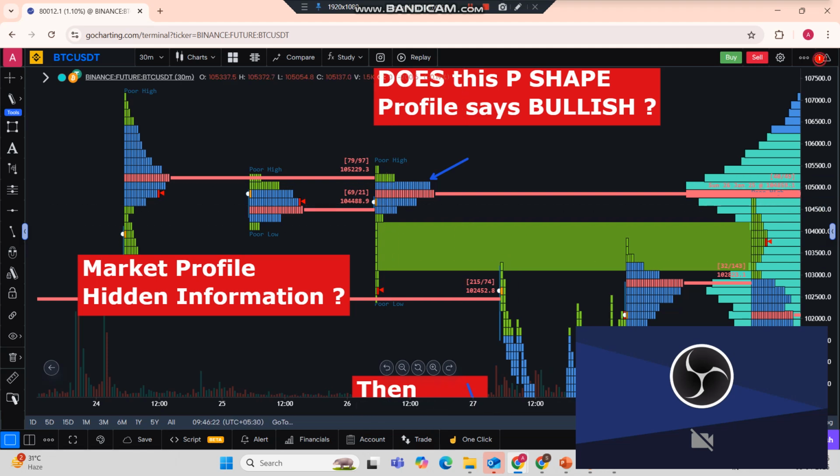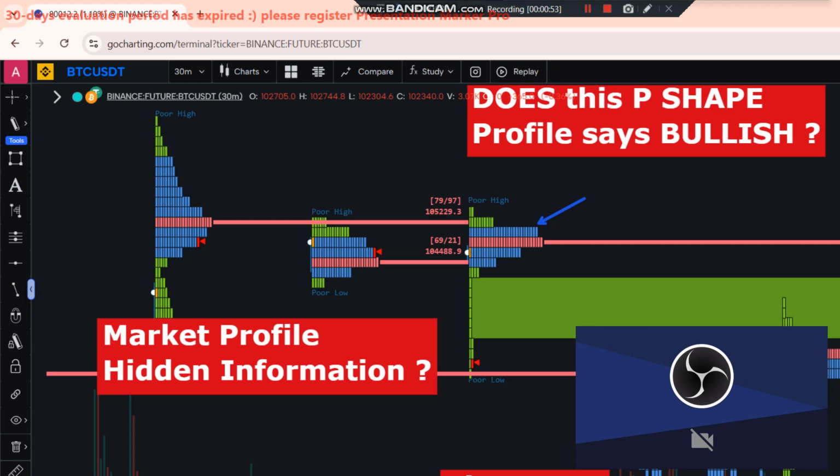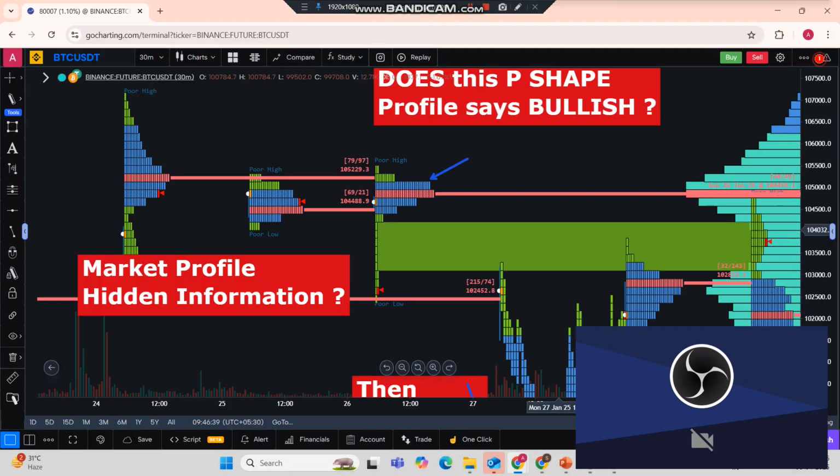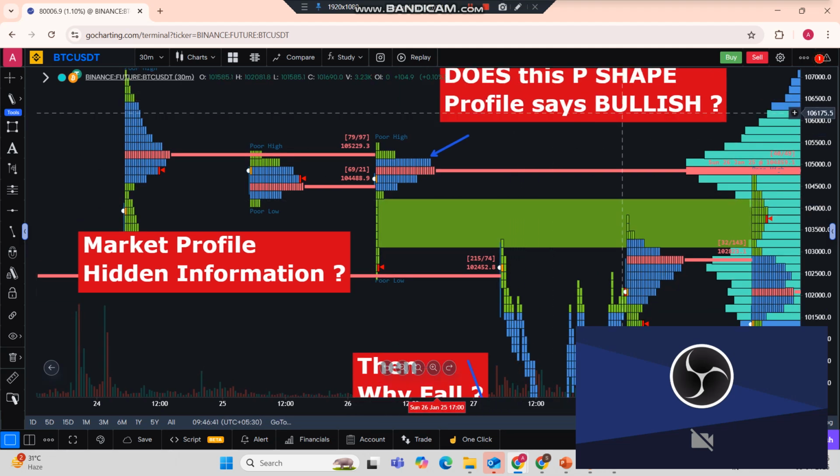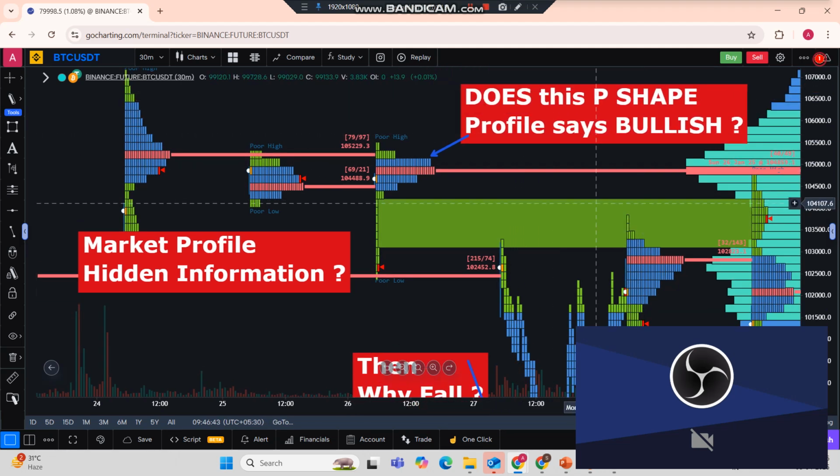If it is a proper, true P-shaped profile, why didn't the market take support here? It started to come down over the following days. So why is this happening, and why has continuous or multi-level resistance been created at this level? Always, the profile or a general activity does not mean that true things are happening in the market.